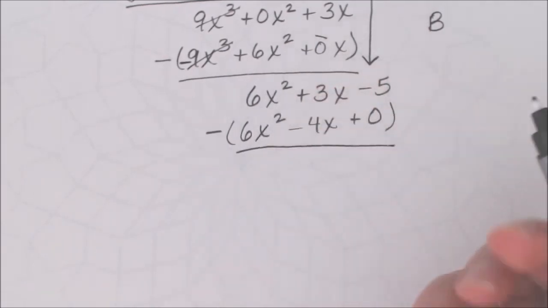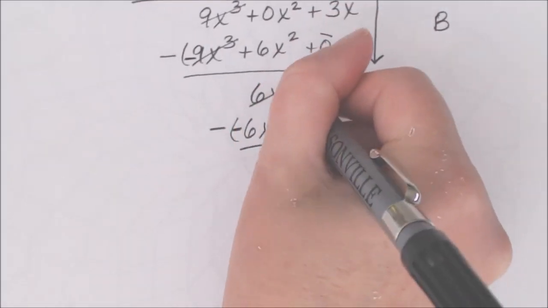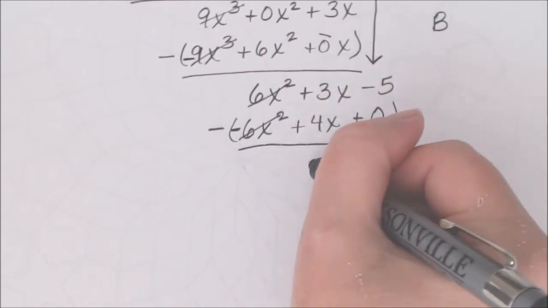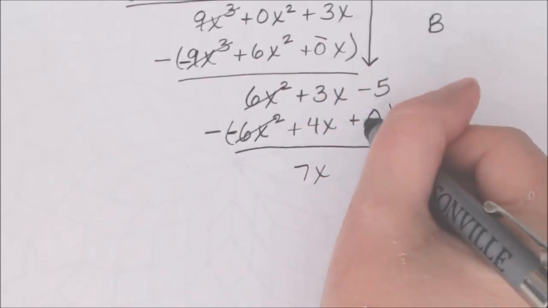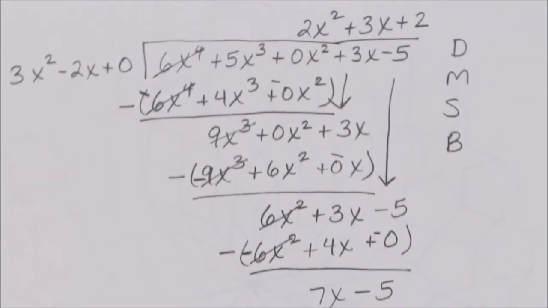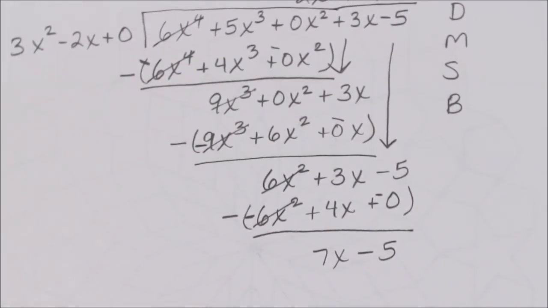6x squared minus 6x squared. Those cross out. Negative 4x rather becomes positive. So that gives me 7x. Negative 5 minus 0 is still negative 5. Can I multiply 3x squared by something to get 7x? No, I cannot, since it's a lower powered term, so this is going to be the remainder.